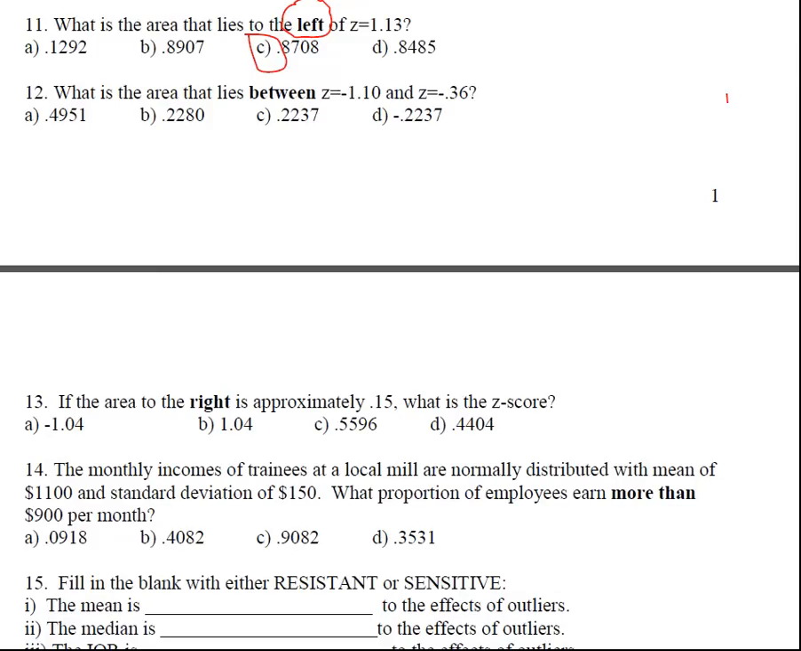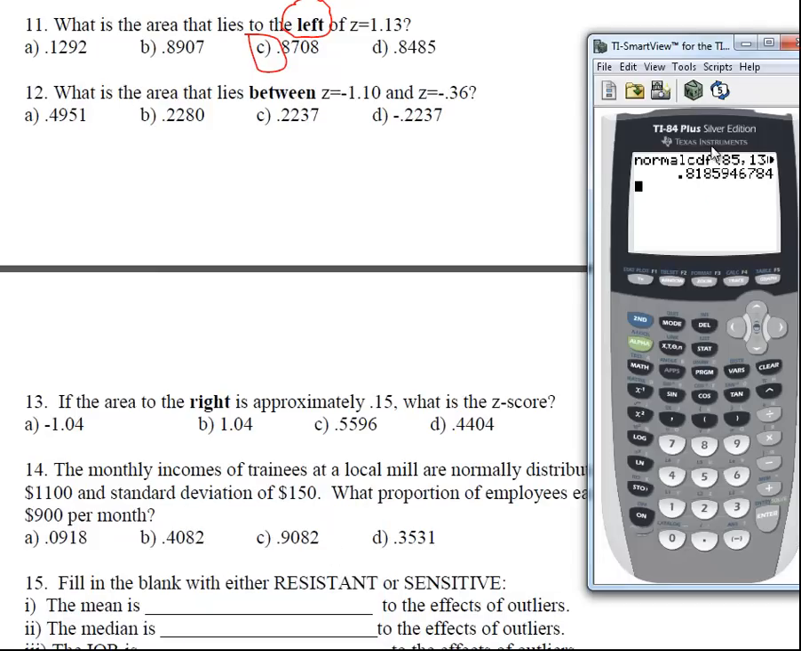And then if you like the calculator, no problem. We can do this on the calculator. So I can go to 2nd, VARS, normal CDF, hit enter. Now I need an upper bound and a lower bound. If I want the area to the left, my lower bound is just going to be a large negative number. And then my upper bound is just 1.13. And then I can just hit enter.